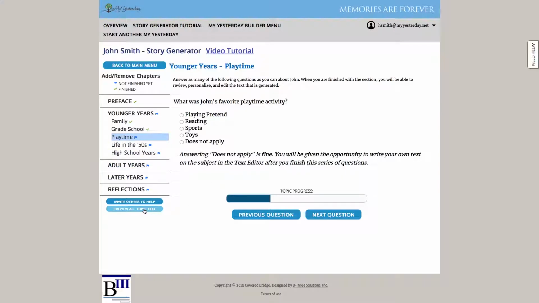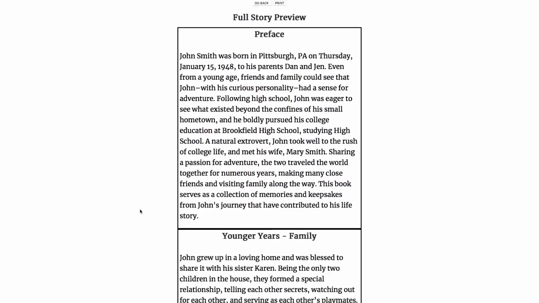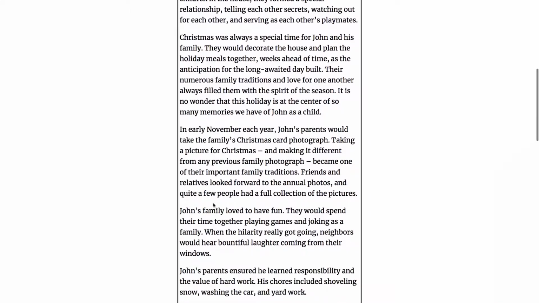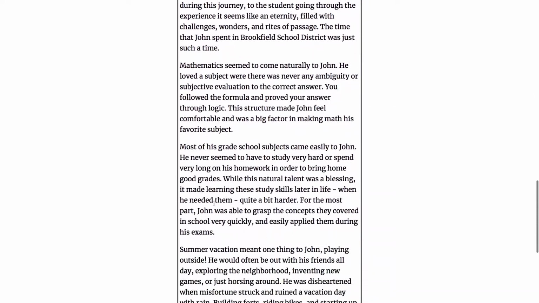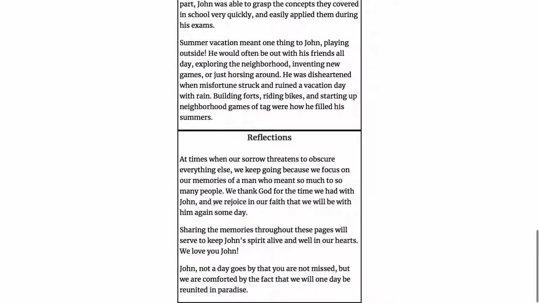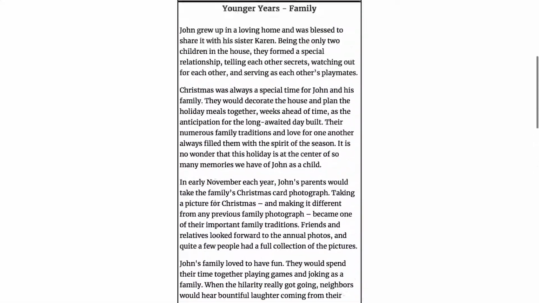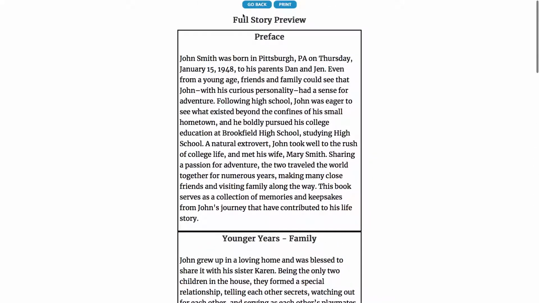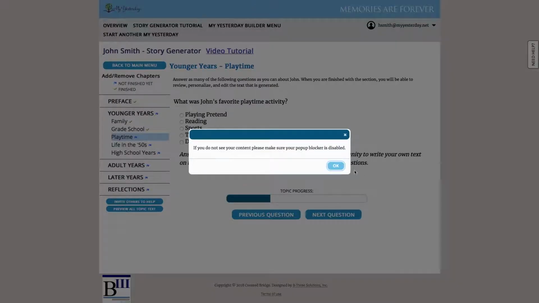Once we're happy with all of our text and we've got green check boxes throughout, we can click on this Preview All Topic text. This will just generate all the chapters and subchapters and allow us to read it just to make sure we don't have any typos, we're not missing anything, etc. So it's a good way just to proofread your story.